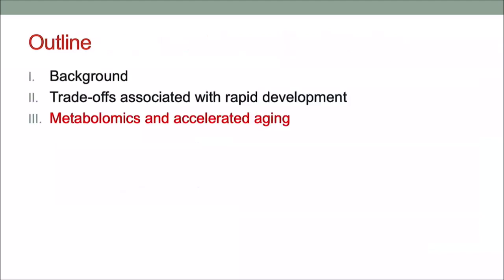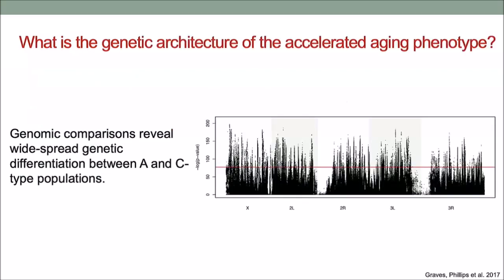So next, I'm going to get into metabolomics and accelerated aging. But before that, I wanted to talk a little bit about some of the genetic work I've done in this system, because that's what's motivated me to start looking at these other avenues to try to understand functionally what's going on. So when we think about the genetic architecture of the accelerated aging phenotype, we could sequence them.